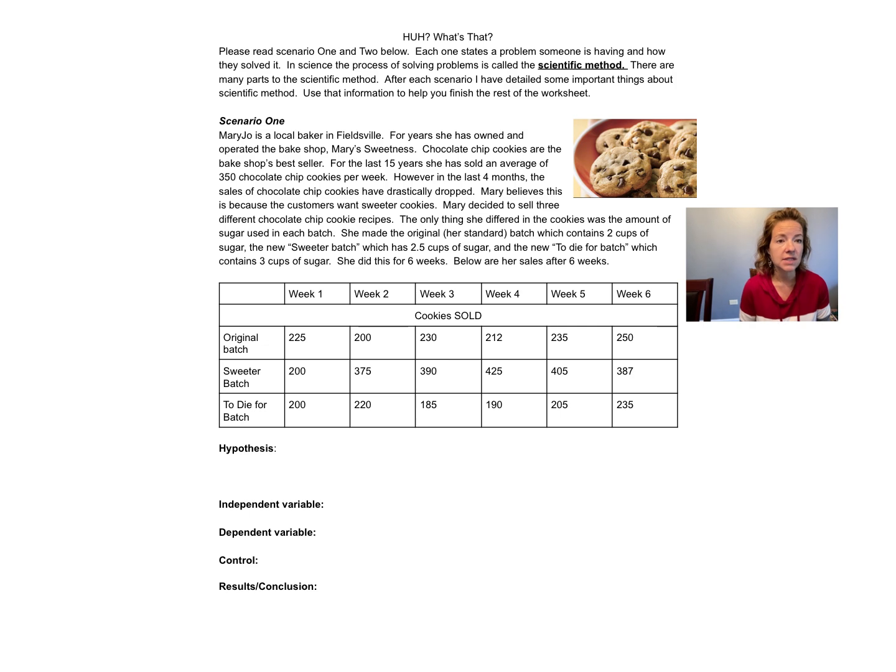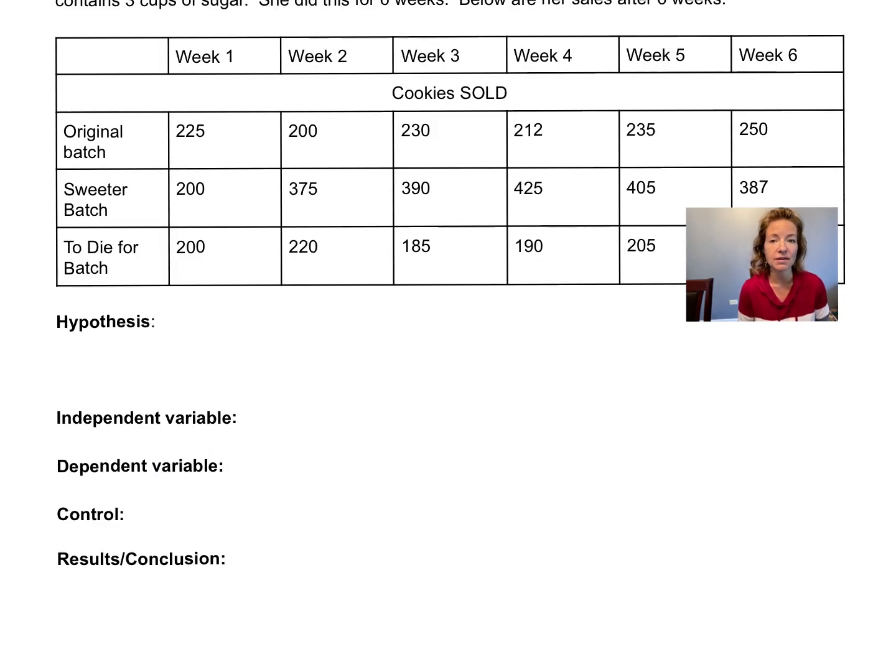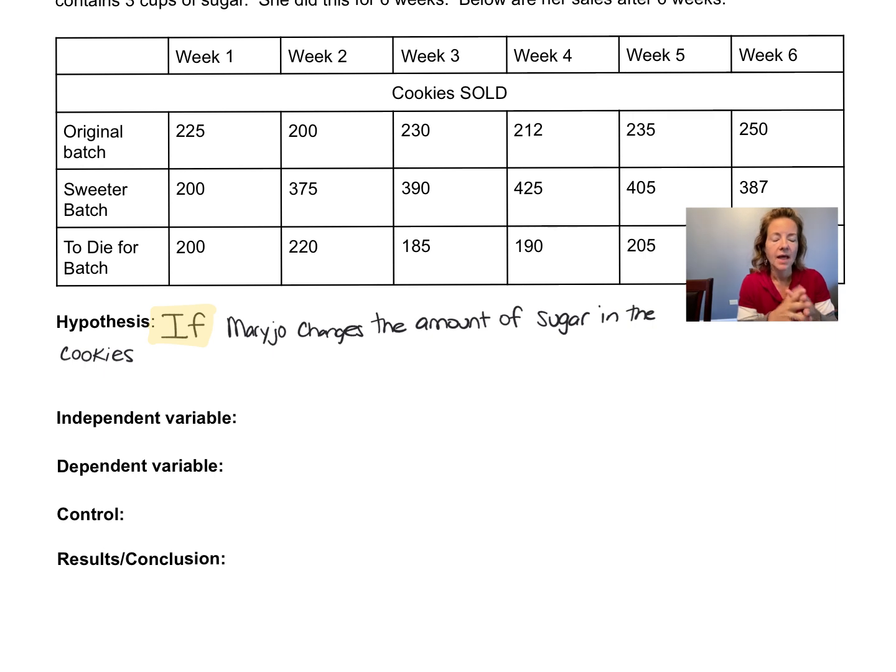So the first thing we need to do is come up with a hypothesis. Now remember, this has to be an if, then, because format. So the if part is, what is Mary Jo changing? So if Mary Jo changes the amount of sugar in the cookies, that's what she's changing. The then part is her prediction. So remember, she thinks that the customers want more sugar.